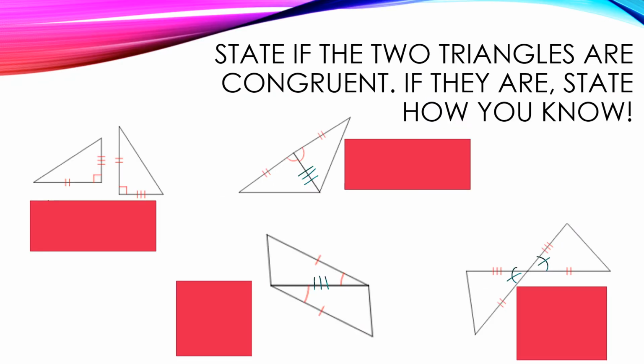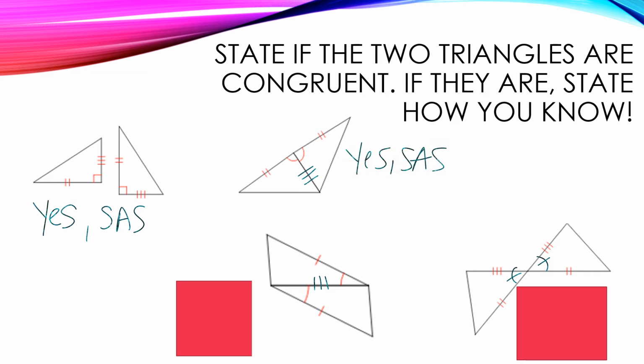State if the 2 triangles are congruent. If they are, state how you know. So the first one, we have side angle side, side angle side. So that one would be congruent because it follows the side angle side. The next one, our middle line between those 2 triangles is congruent to each other because of the reflexive property. So again, that's side angle side. The angle is between the 2 sides.